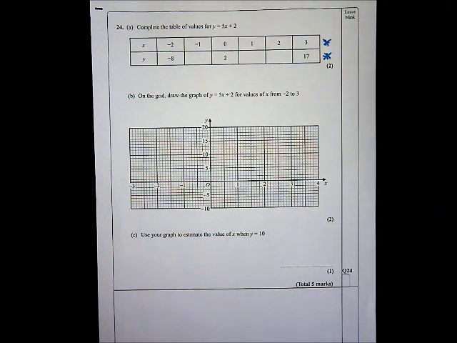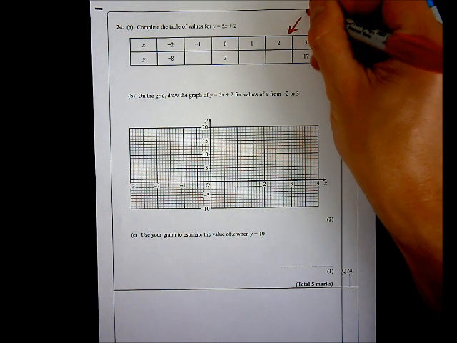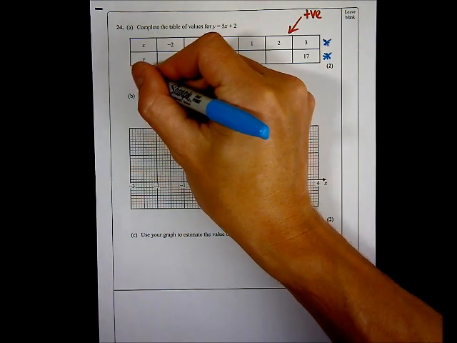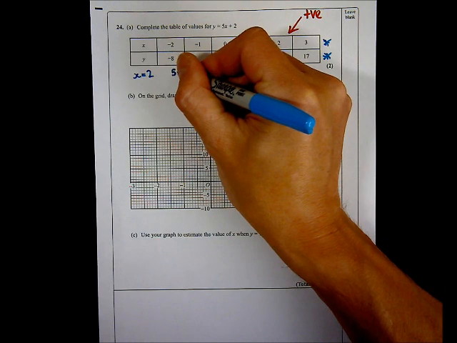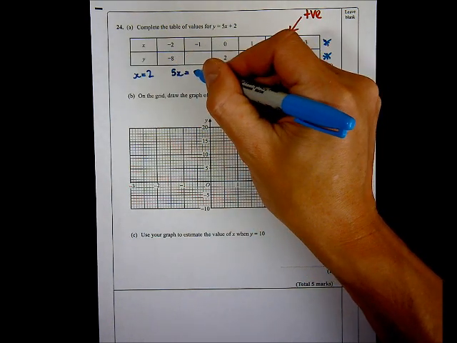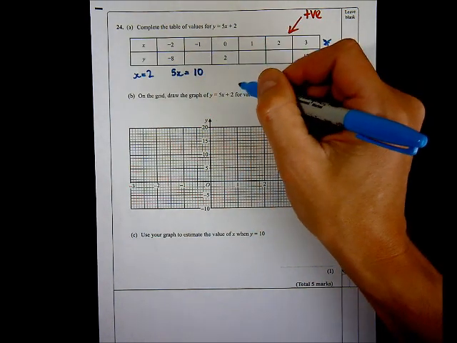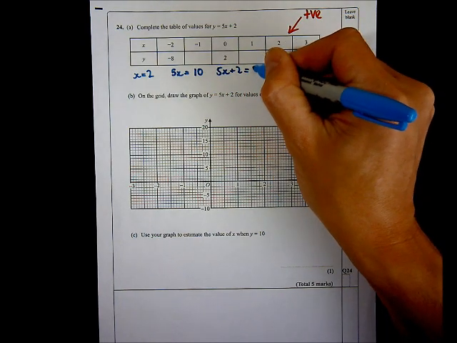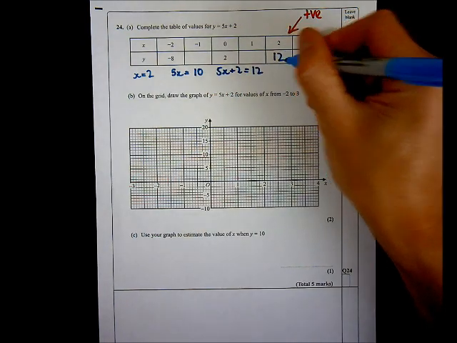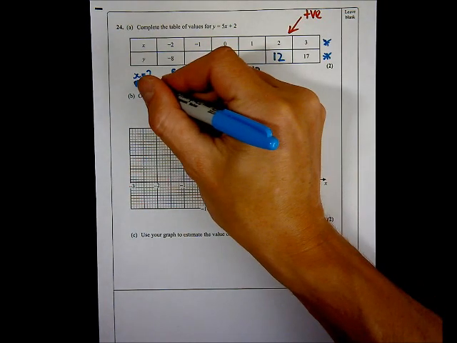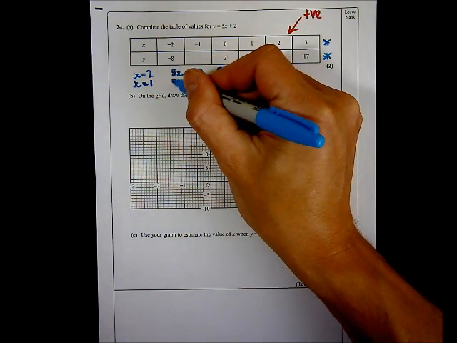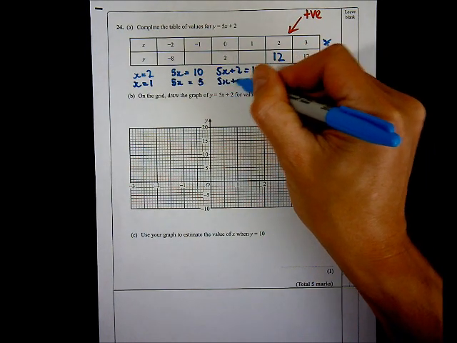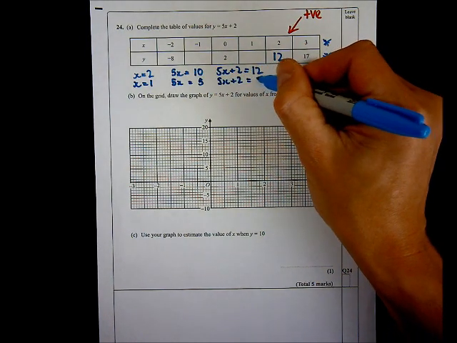So I would always advise that you start up here with the positive numbers, and I'm going to start with x equals 2. So when x equals 2, then 5 lots of x would be equal to 5 lots of 2, which would be 10. And I want to add 2 onto that, so I'm going to get for 5x plus 2 equal to 12. So I can fill that one in as 12. Similarly, for when x equals 1, I know that 5 lots of x will be 5, and therefore for 5x plus 2, I'm going to have that 5 plus 2, which would be 7.